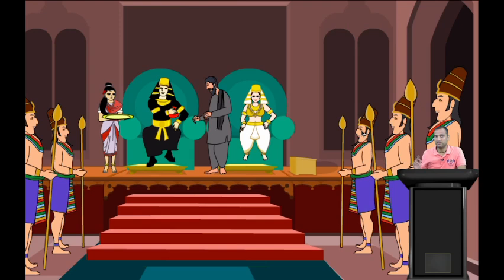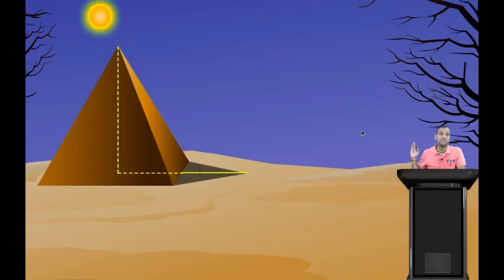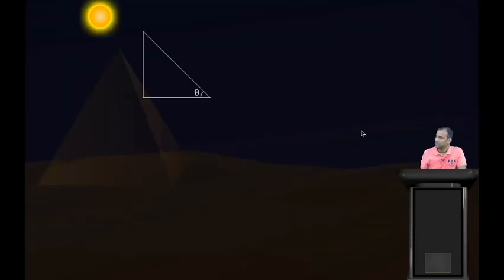So today we will learn about this trick: how he used it, and which branch of mathematics he used to solve this problem. Here the height of this pyramid is equal to the length of its shadow, and he can easily measure the length of the shadow. Also it makes an angle. You know this angle. It is a symbol to denote an angle.